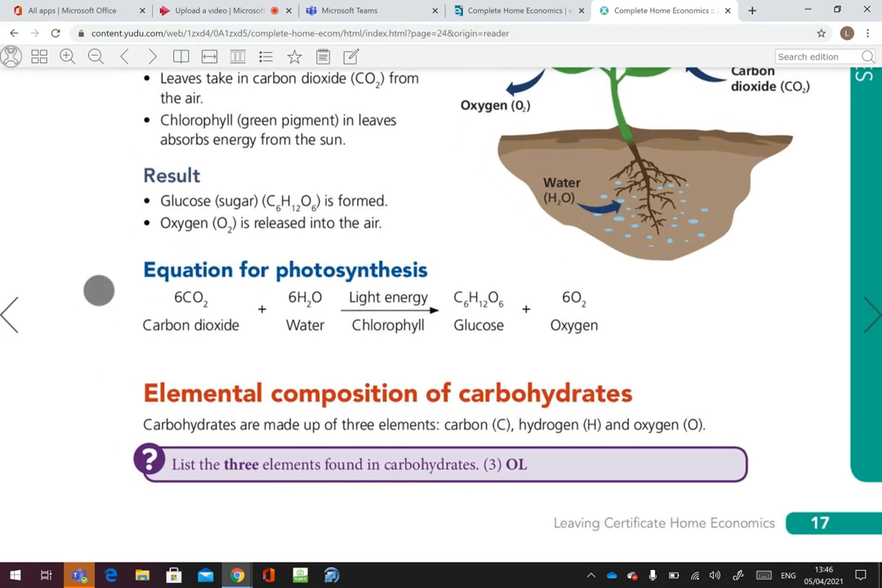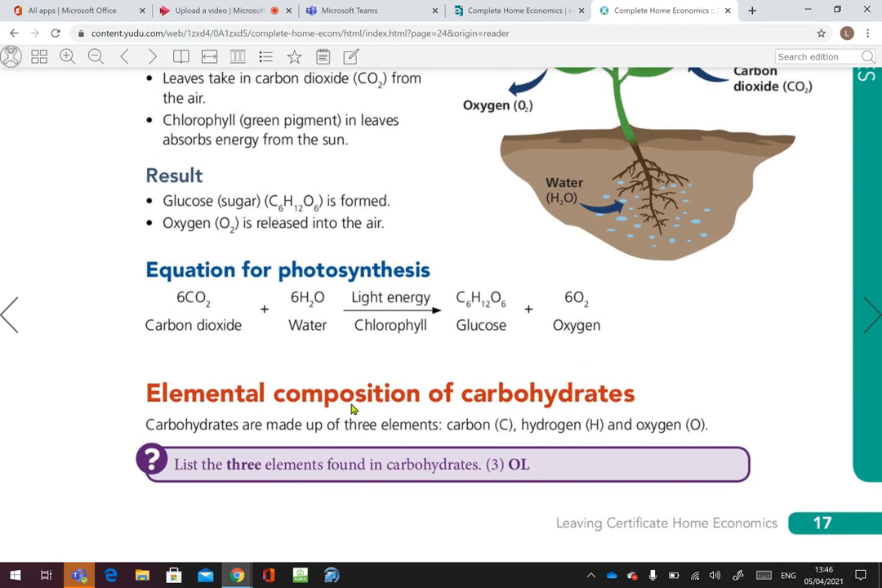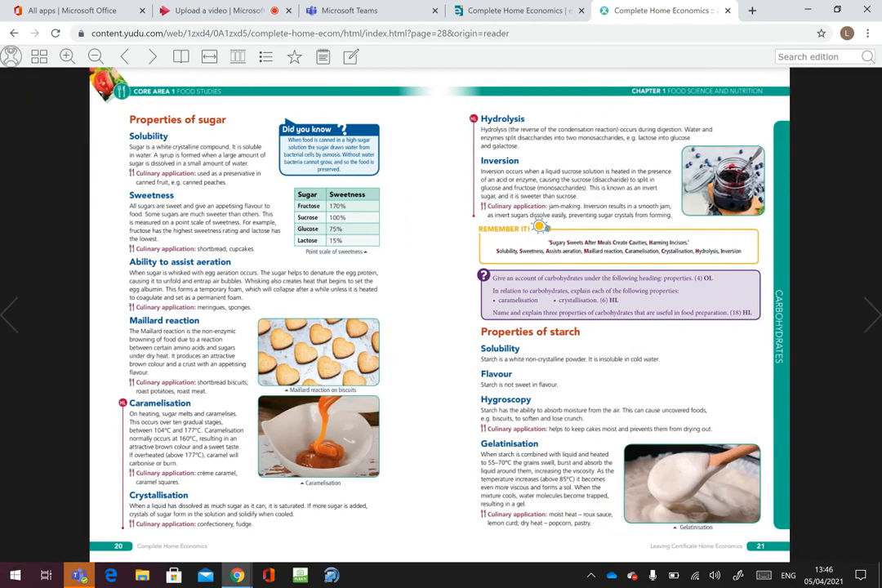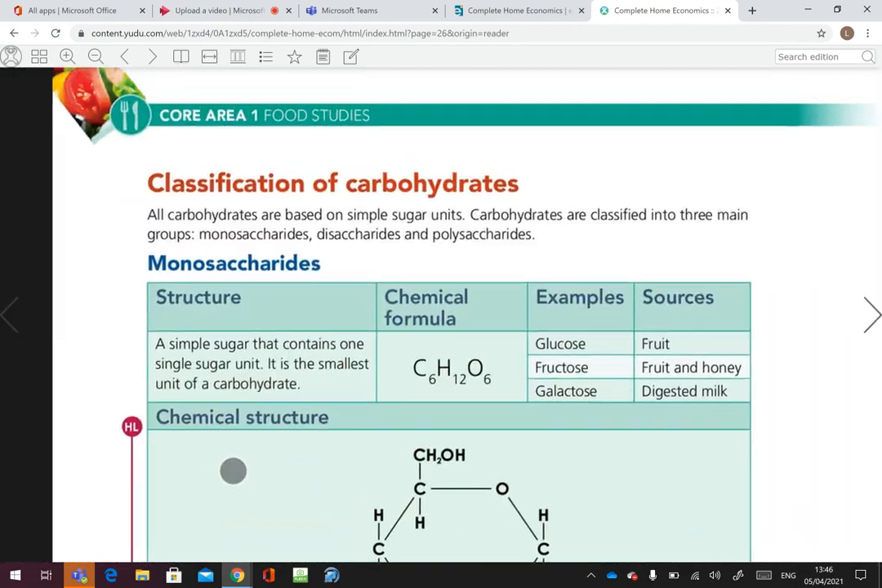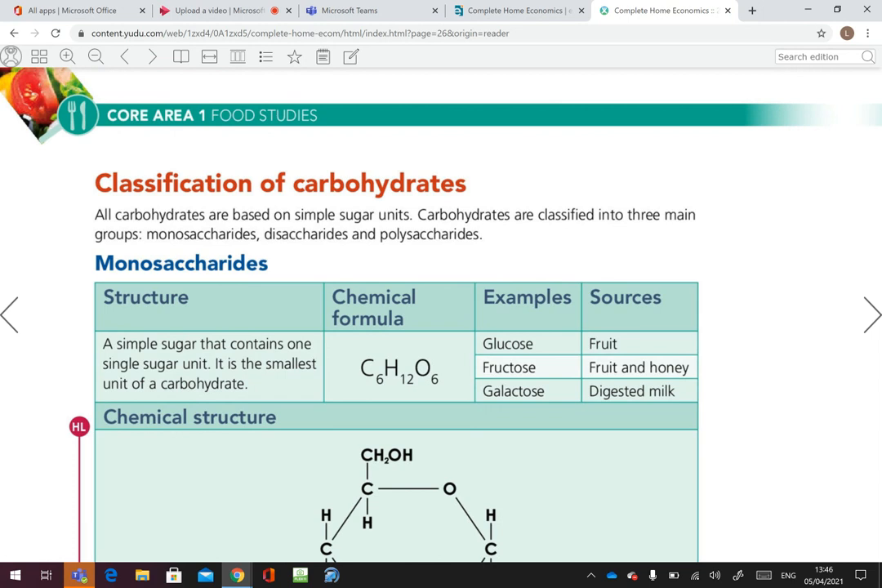Okay. And as we can see from there, in our glucose, the element composition, you have carbon, you have hydrogen, and you have oxygen. Those are the three elements in carbohydrate. Okay. Now this might come up in a question, classification. So you're asked to put the carbohydrates into groups.